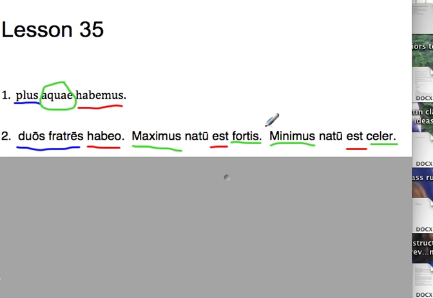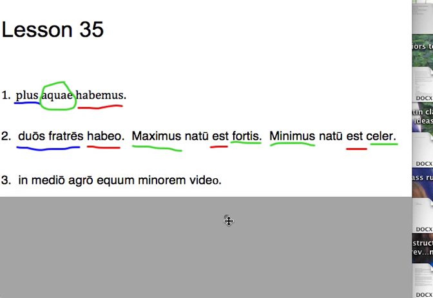Okay, so I have 2 brothers. The oldest is brave, the youngest is quick. Make sense? This is how you express oldest and youngest. Greatest by birth, smallest by birth. Alright, now we're going to look at another sentence.